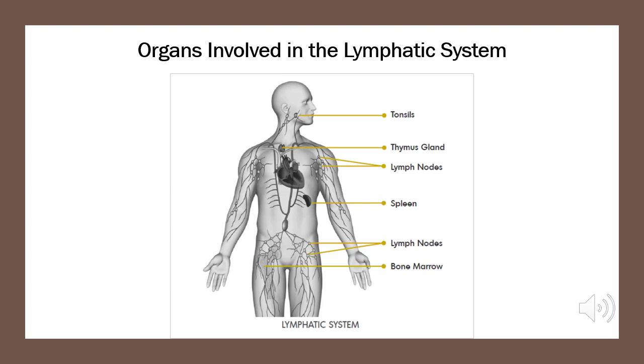Then, at the end of the image, we see the bone marrow. The bone marrow, being one of the primary lymphoid organs, generates lymphocytes from the immature hematopoietic progenitor cells. Bone marrow and thymus gland constitute the primary lymphoid tissues involved in the production and early selection of lymphocytes.